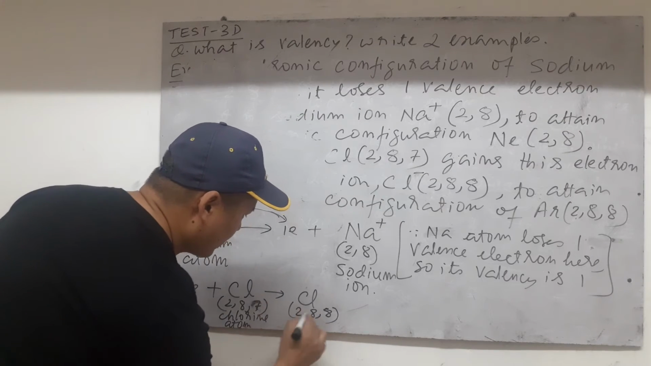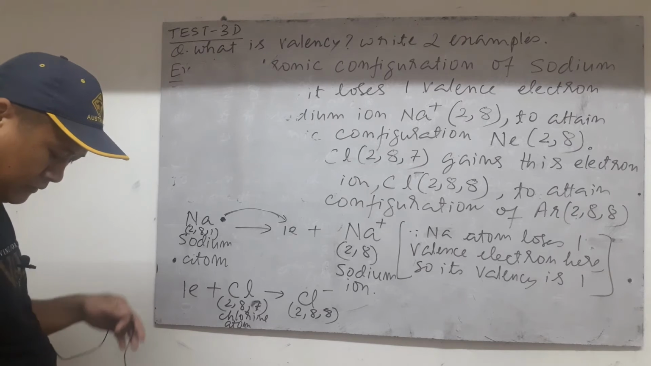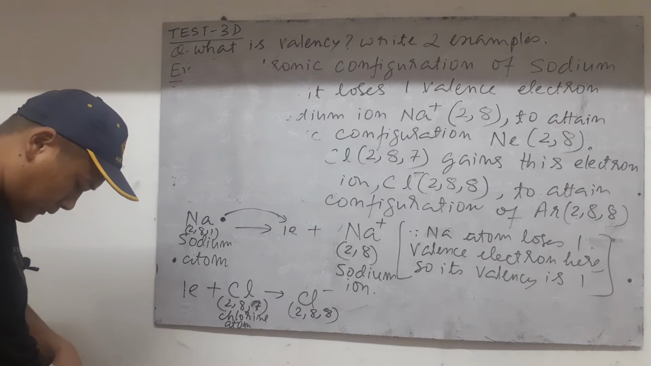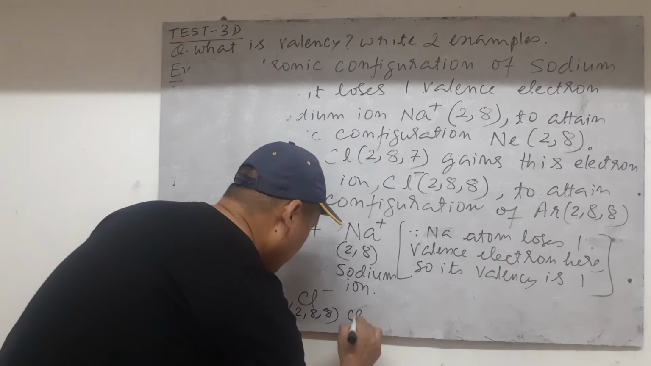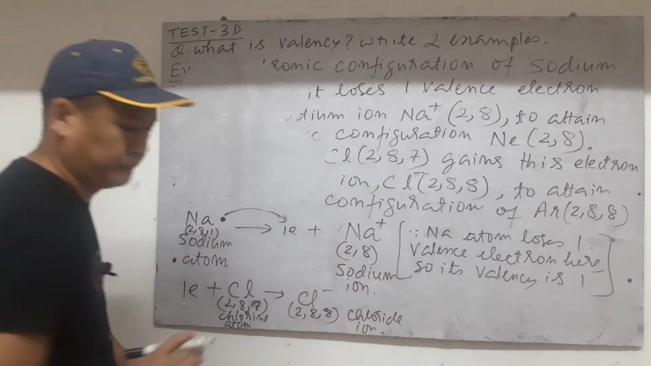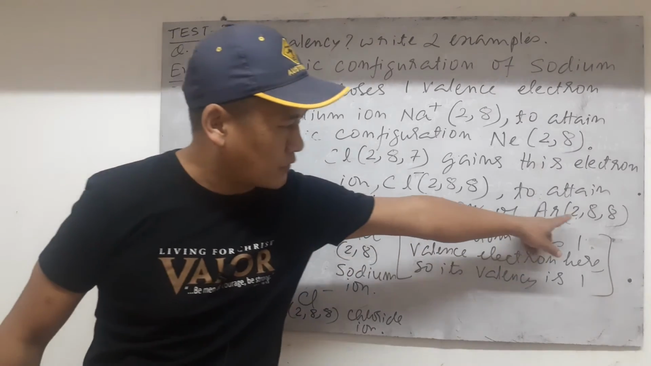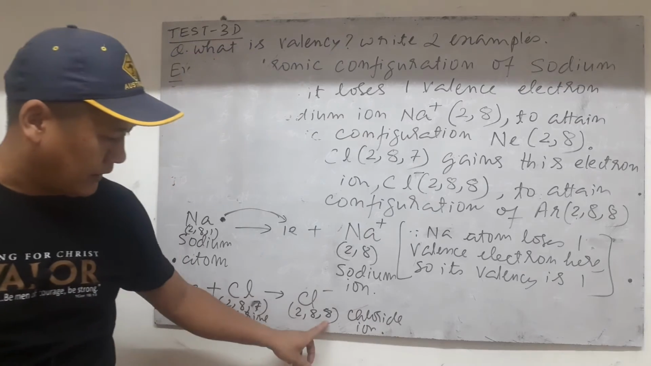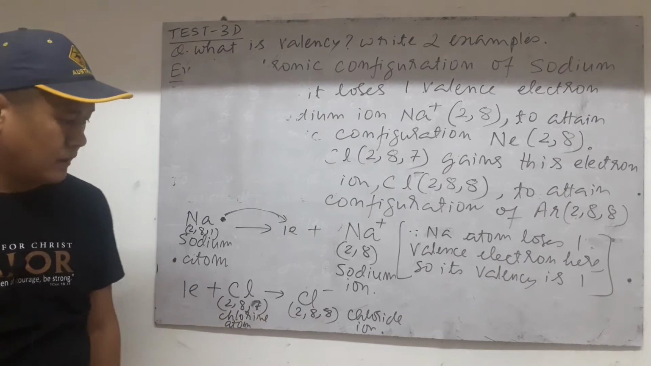So it will become chloride ion. You can write it down: chloride ion. And the chloride ion has the configuration of argon, the noble gas, 2, 8, 8 here also. See, 2, 8, 8. How did it become 8? Because 7 plus 1 electron is 8.